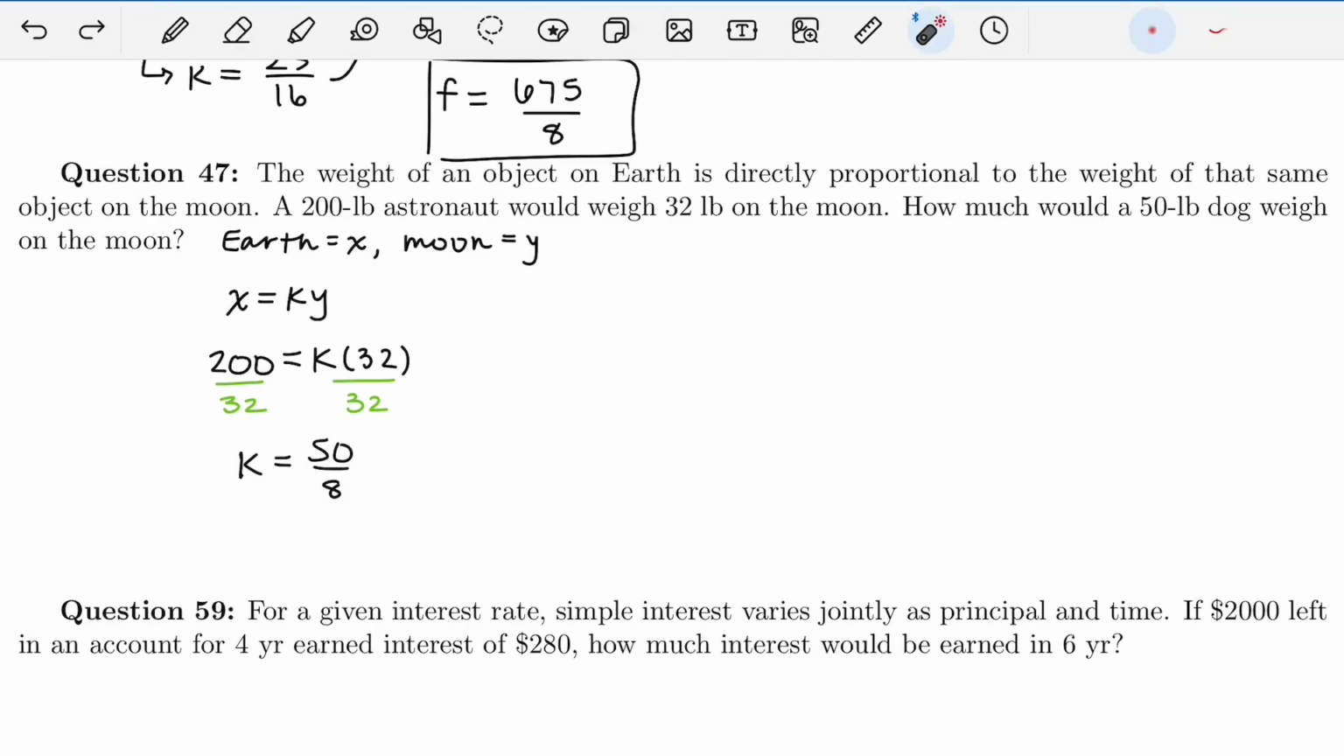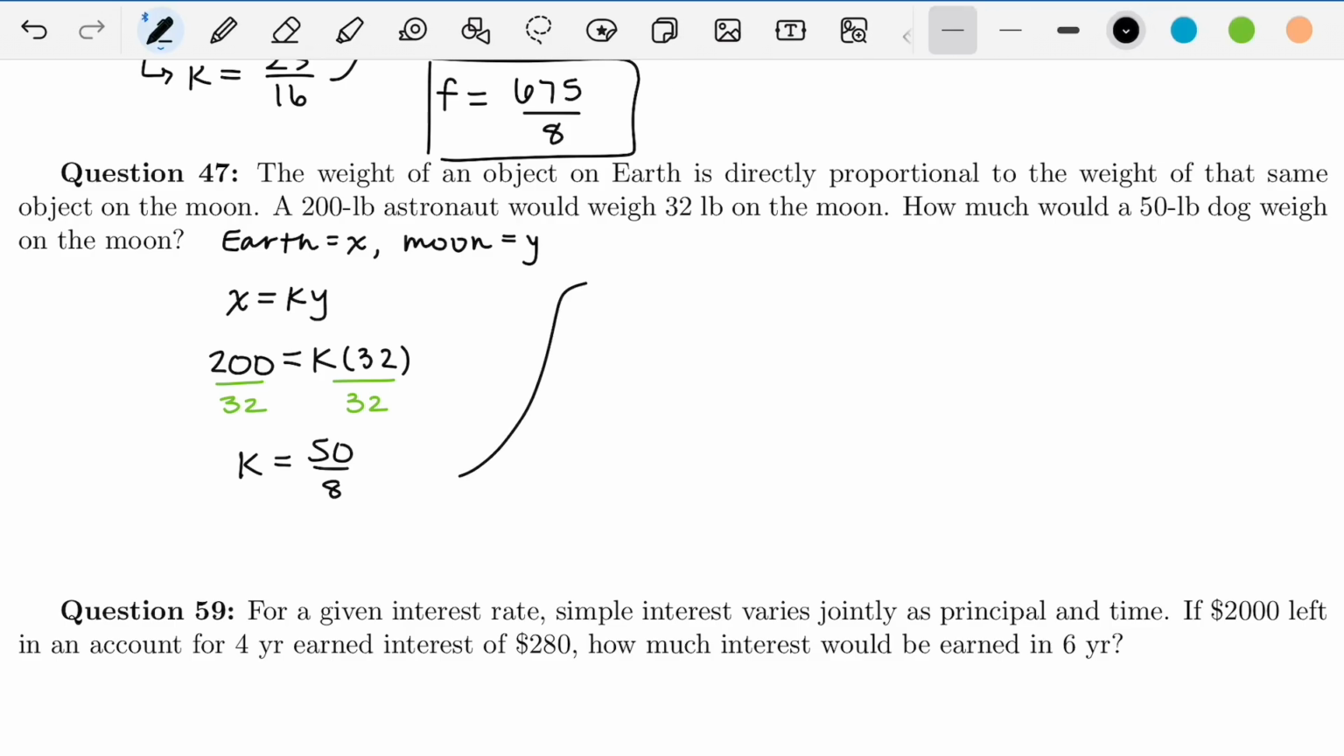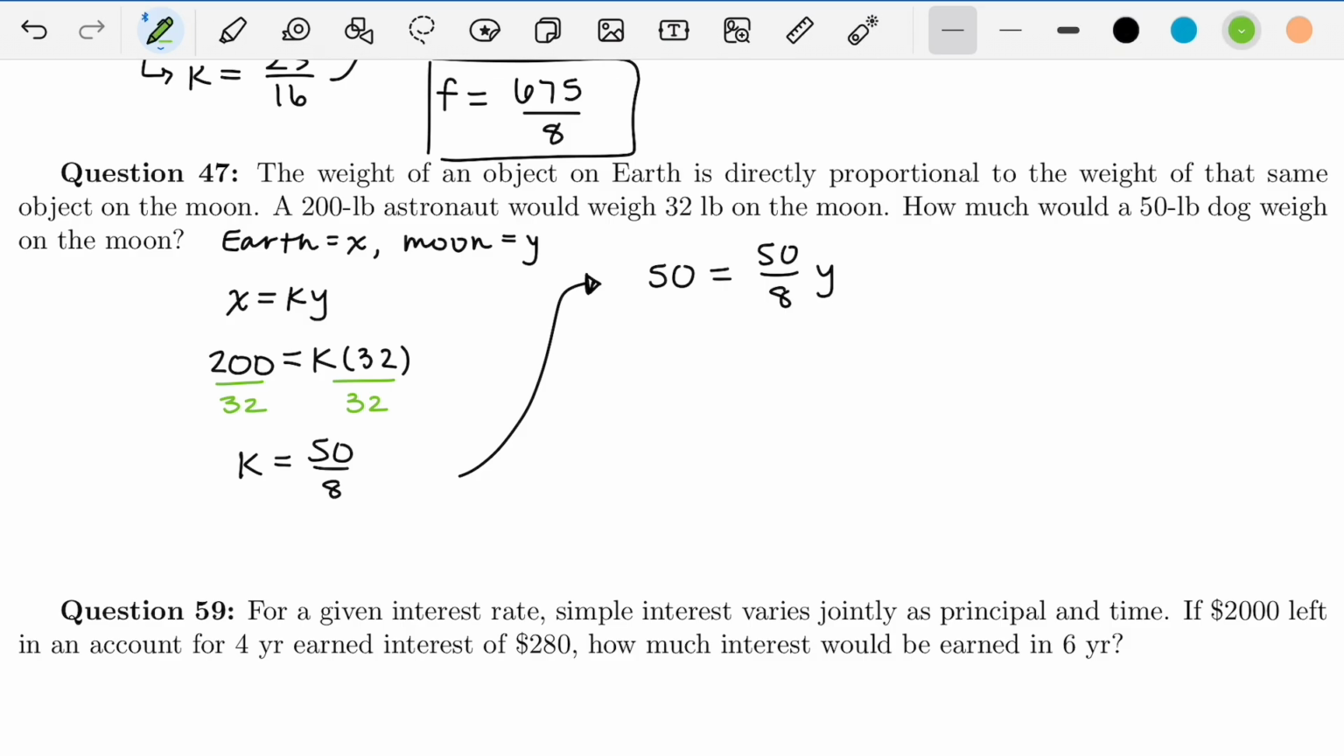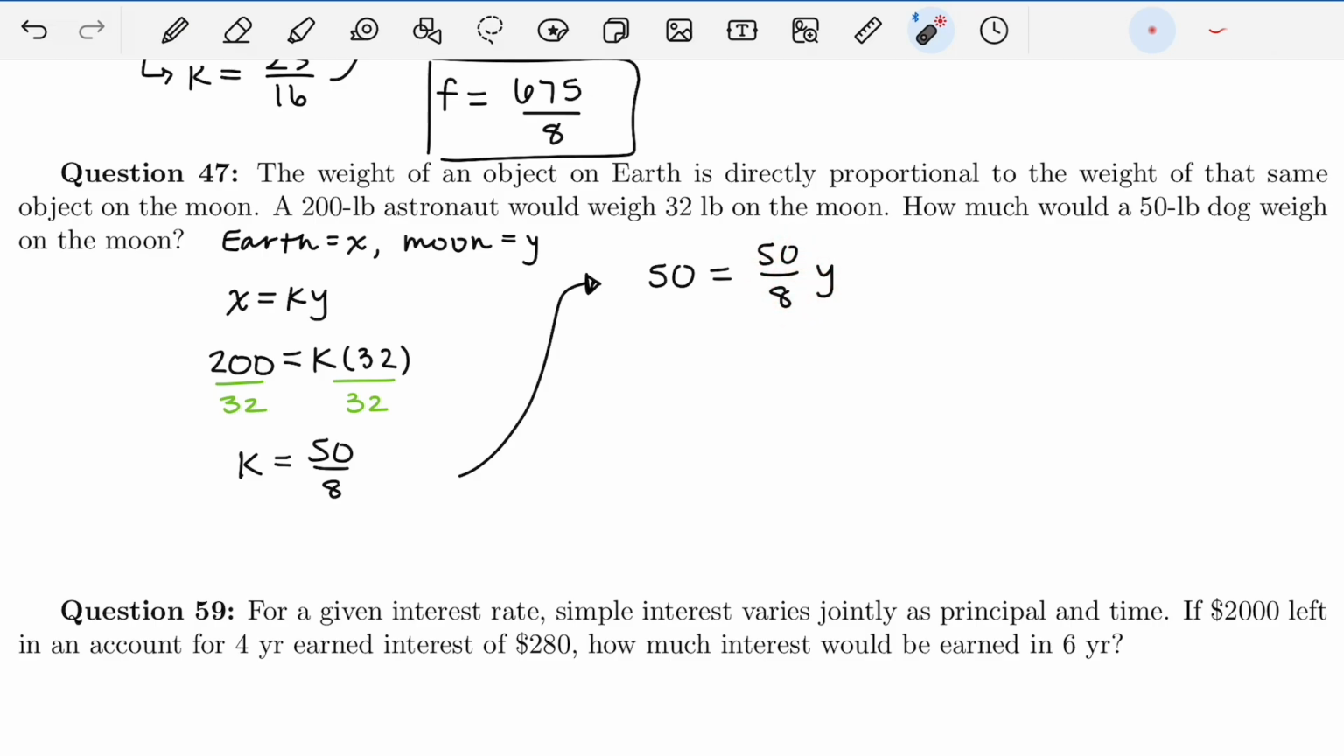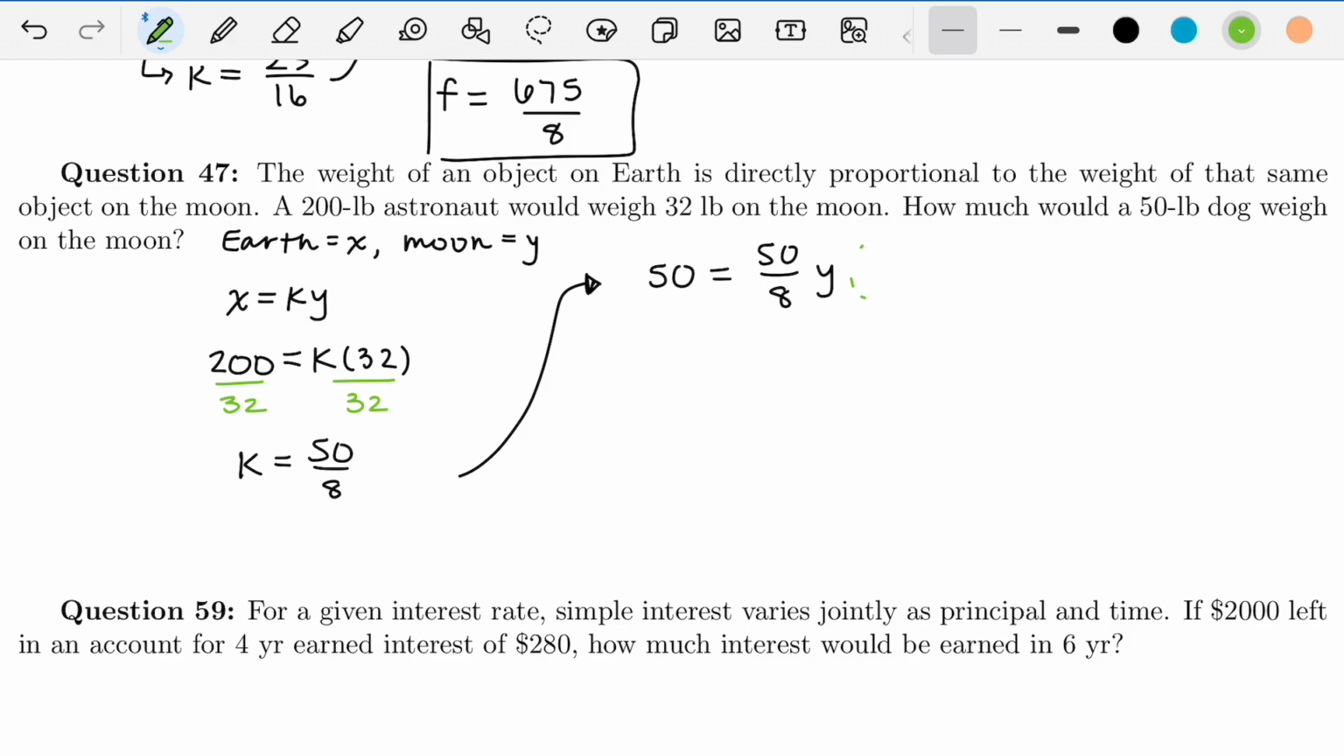So let's use this k value here to answer this question. How much would a 50-pound dog weigh on the moon? So we're going to plug in this information here. We're going to be 50 pounds on Earth, and then our constant of variation is 50 over 8, and then we want to solve for the weight on the moon, so y here. So in order to get y completely alone here, we're going to multiply both sides of our equation by the reciprocal of this fraction. So we're going to multiply it by 8 over 50 on both sides here.